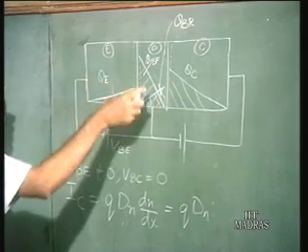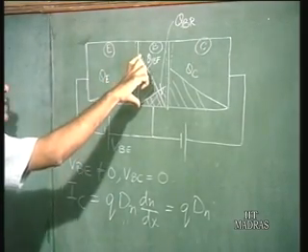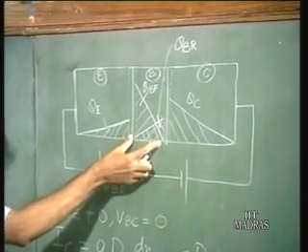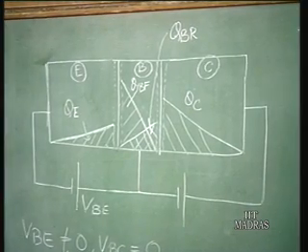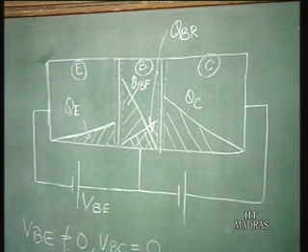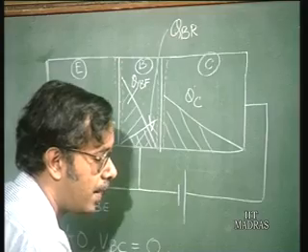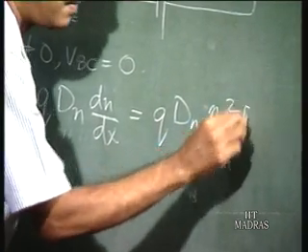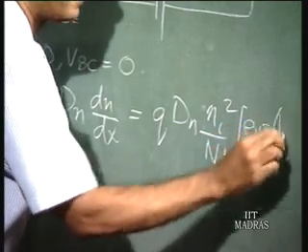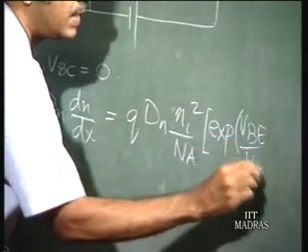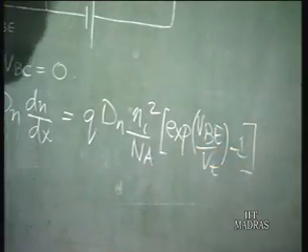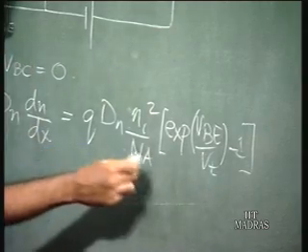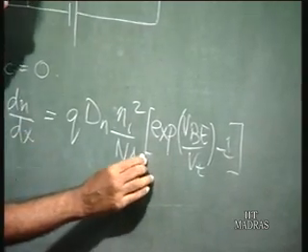It is the slope. So, it is this height divided by the base width. What is this height equal to? Yes, this height is equal to Ni squared by Na, exponential VBE by VT minus 1, divided by the base width.